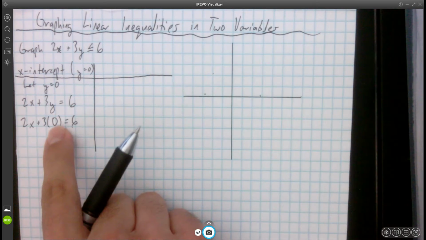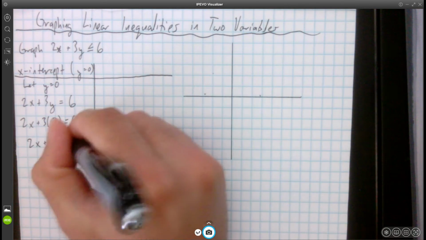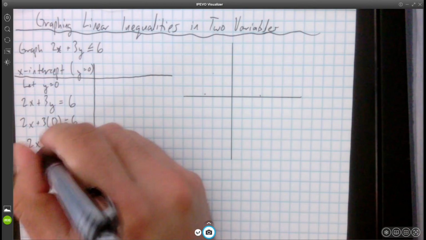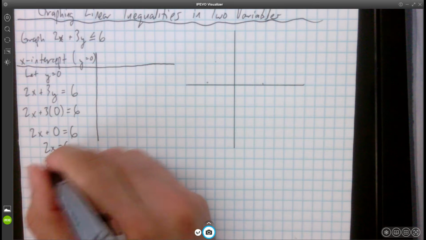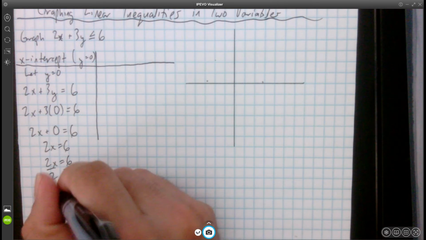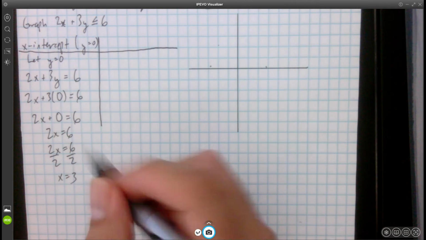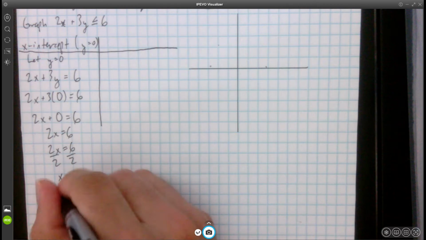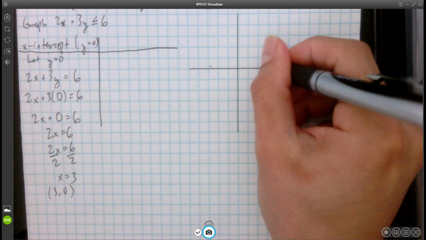This becomes 0, which leaves me with 2x plus 0 is equal to 6. So 2x is equal to 6. Once I have this, I'm going to divide both sides by 2, and I get that x is equal to 3. So my x-intercept is going to be 3, comma 0. That's my x-intercept, so I'm going to plot that right there.